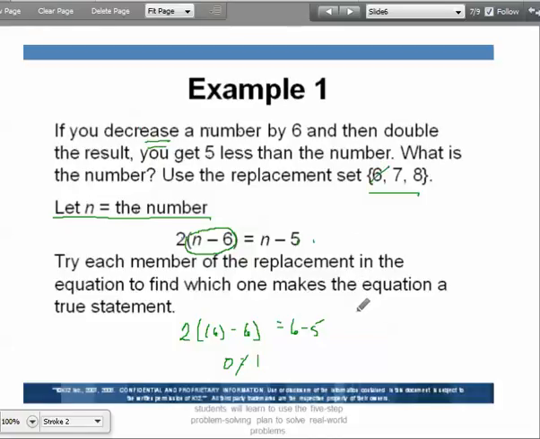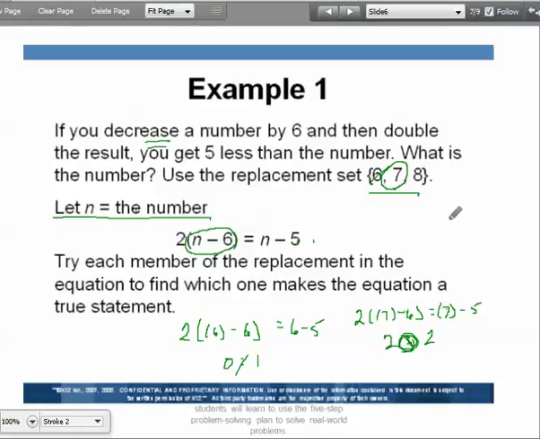Let's try 7. 2 times 7 minus 6 is equal to 7 minus 5. Well, let's see here. 7 minus 6 is 1 times 2, that's 2, is equal to 7 minus 5, that's 2. 2 is equal to 2. Yes, that one works. True, true, true. So 7 is a member of the solution set.